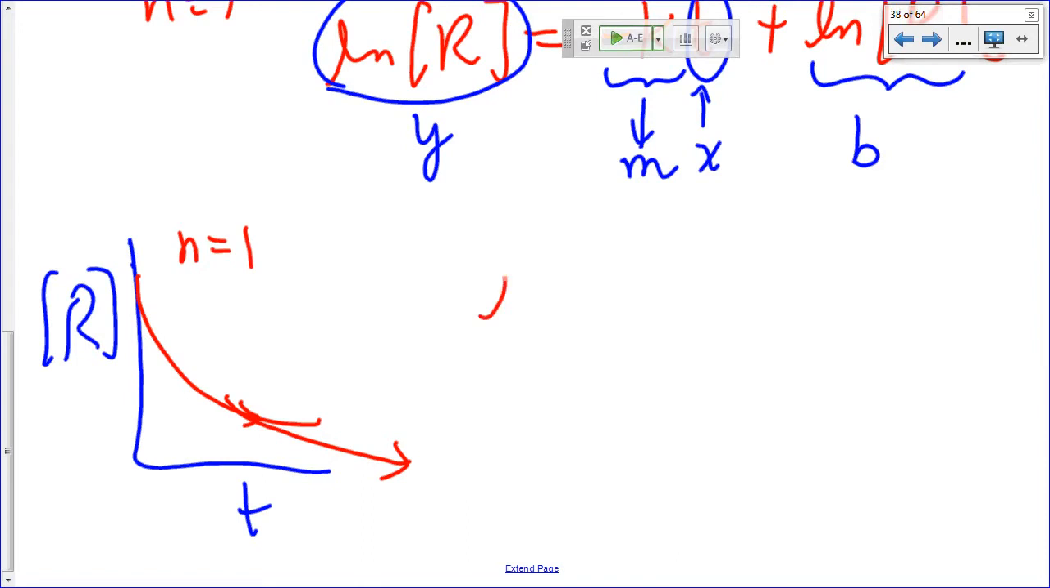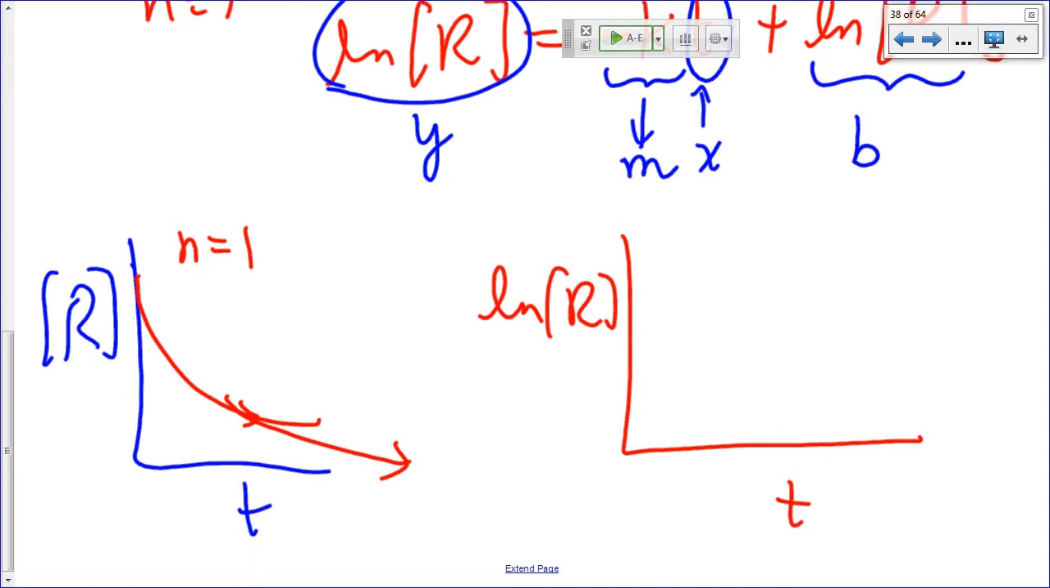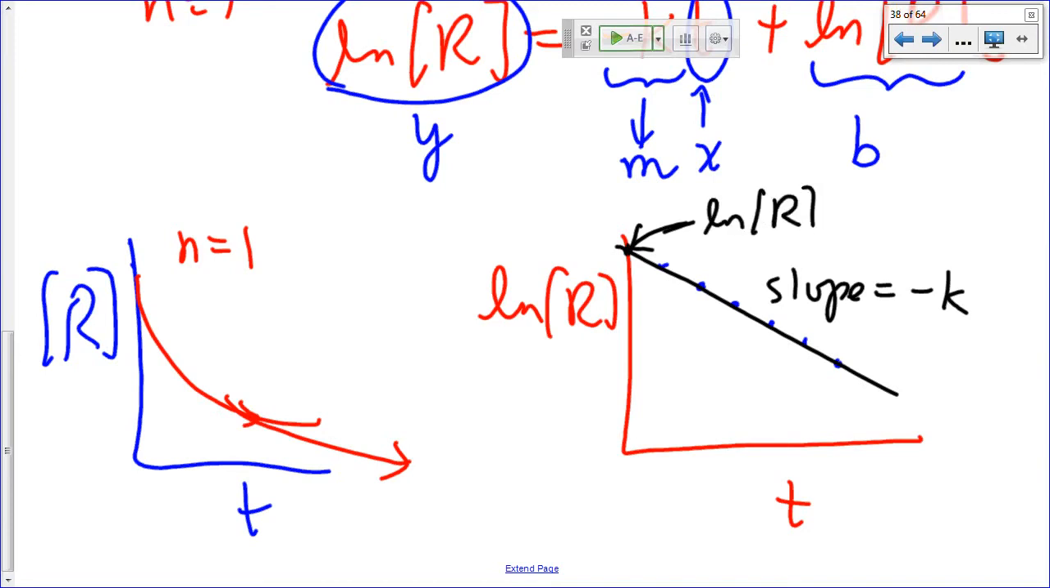But if I were to plot natural log of concentration of R versus time, what I'll find is my data is going to fit a straight line. All my data points are going to line up. And if I draw the best fit line through my data, I'll find that my slope is equal to negative k, and this y-intercept would be the natural log of R at time 0. So that's how you can tell that your reaction is first order with respect to reactant R.